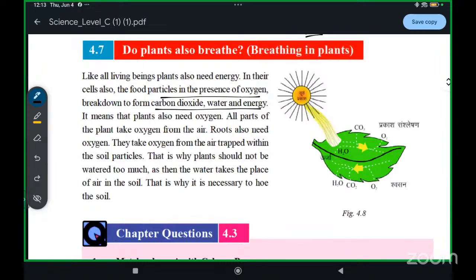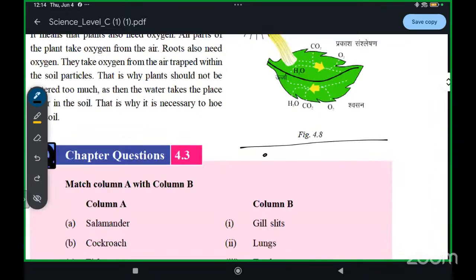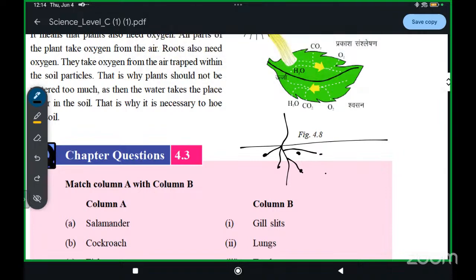All parts of the plant take oxygen from the air. Roots also need oxygen. Do you know that oxygen molecules are also trapped in the soil? In the soil, oxygen molecules are trapped beneath the ground. So the roots of the plants take up these oxygen molecules from beneath the soil and absorb them.